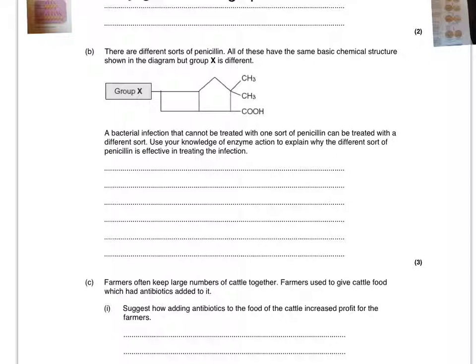Enzymes' active sites have a specific shape or structure. Then it no longer fits or binds to the active site. It's not complementary to the active site, so it does not form an enzyme substrate complex, which is the second mark. And the last mark is the consequence, which means the penicillin will not be broken down.